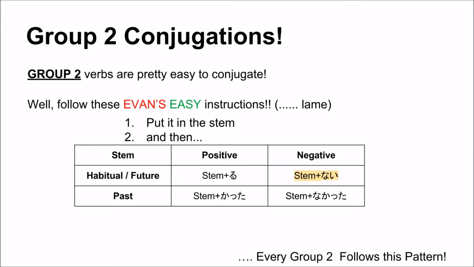Step number 1, put them in the stem. That just means kill the masu. Oyogimasu. That's not even a group 2. What am I doing? Tabemasu, kill the masu. Tabe, that's your stem. Boom.